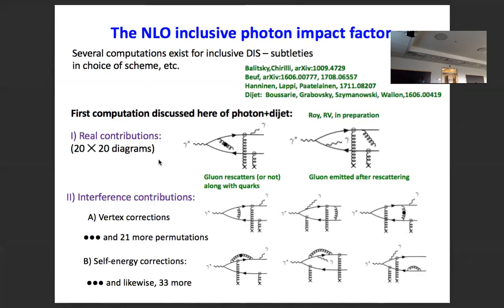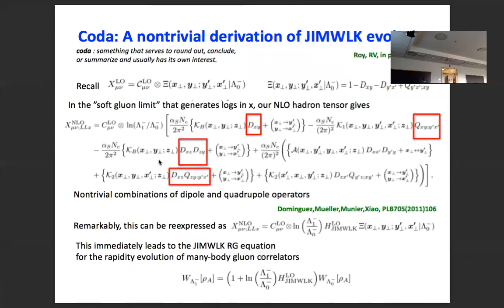While our calculation, as I mentioned, is done by... and so there's lots of contributions. So there's real contributions, interference contributions. So just vortex contributions, just in the amplitude, you have 24 terms. Self-energy corrections in the amplitude have 36 terms.